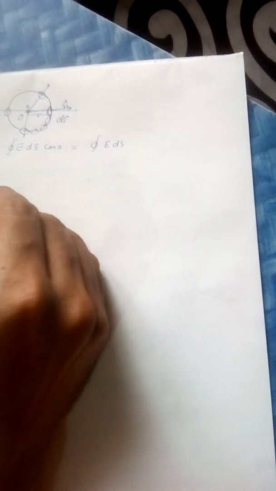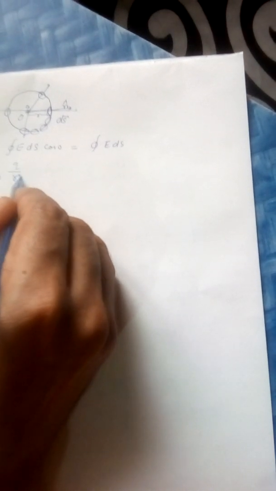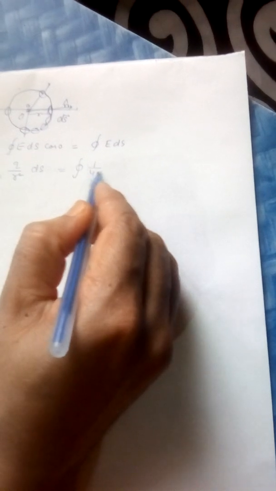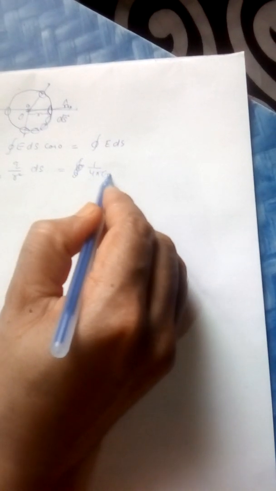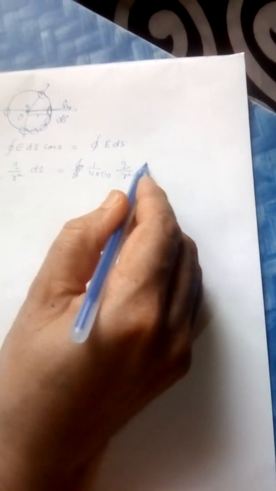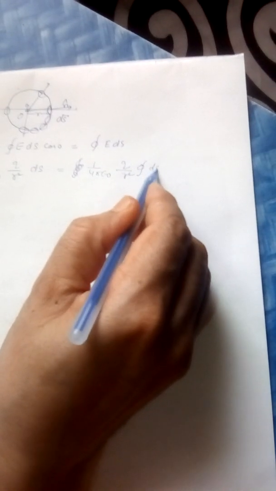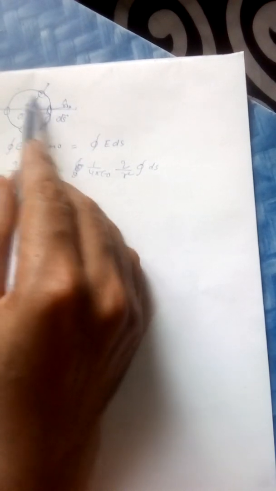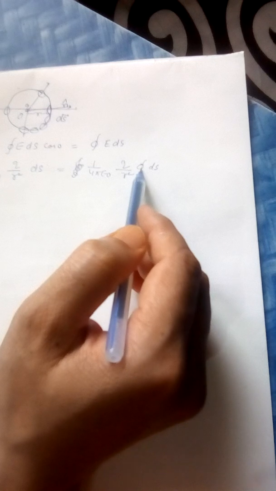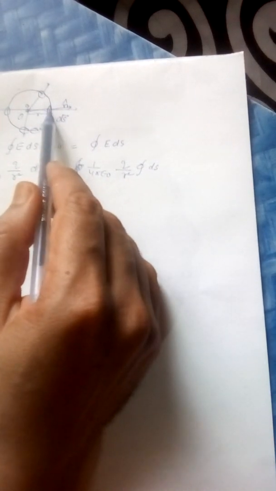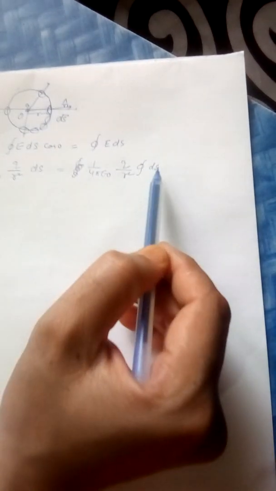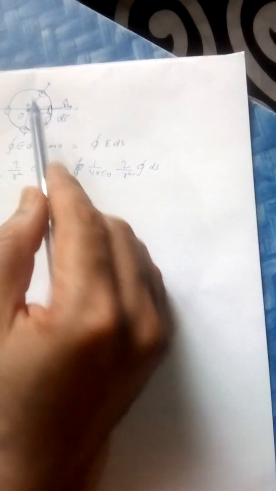The electric field is 1 by 4 pi epsilon naught q by r square into ds. This is all constant. Integration of 1 by 4 pi epsilon naught q by r square, all constant. So you have to integrate only ds. The whole area of the sphere is divided into small areas ds, ds, ds. If you add all the small ds, ds, ds, ds, ds, ultimately you get the surface area of this sphere.